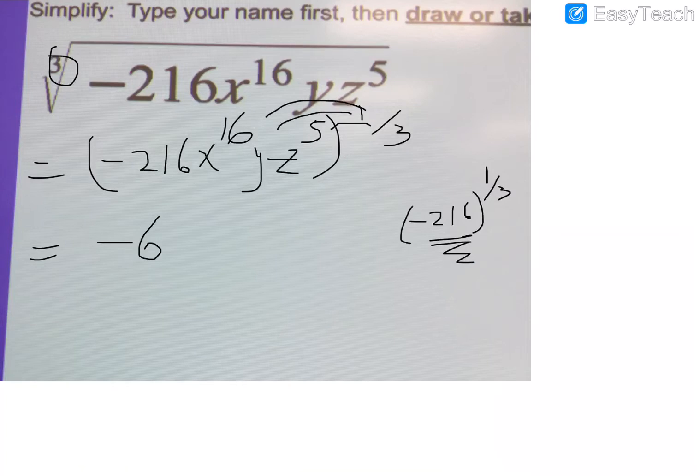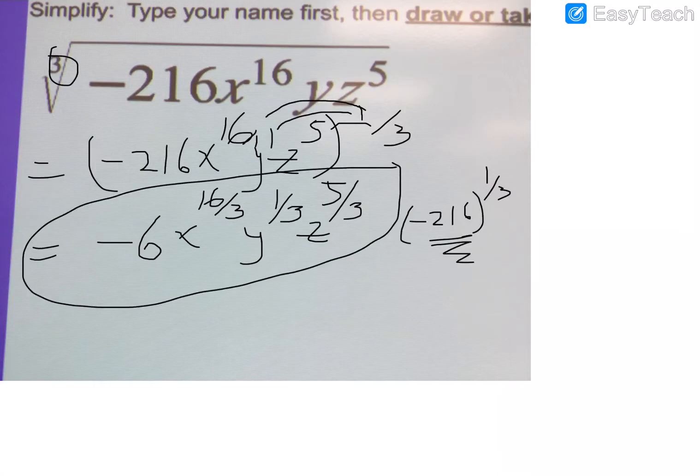So it will be x to the 16 over 3, because this is 16 over 1, and the y would be 1 times 1/3, so 1/3. And the z would be to the 5/3. And that's your final answer right there.